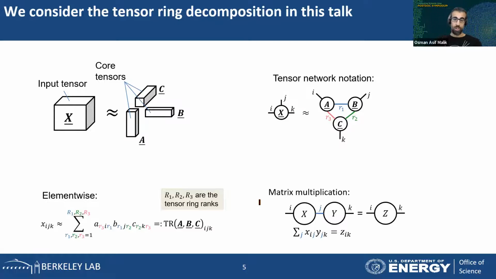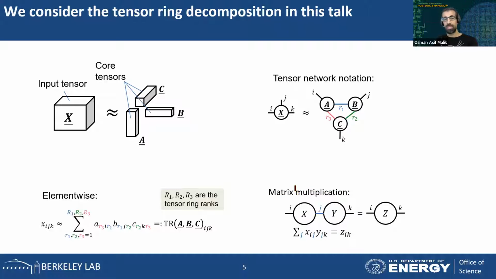So just to show how this notation works for something a little bit more familiar, this is how we would write matrix multiplication in this notation. If we're multiplying matrices X and Y, then we would draw it like this. So here, the leg with the index j corresponds to the index that we sum over in this fashion.